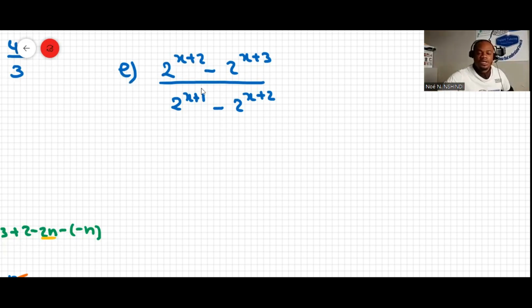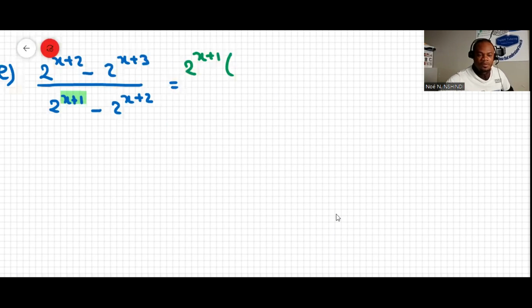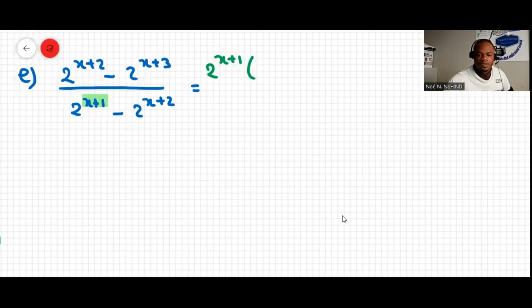I'll look here at the numerator and see which one has the smallest exponent. First, we identify that the smallest exponent is over here, 2 to the x plus 1. I prefer to take it as a common factor. I'll write here 2 to the x plus 1 for the common factor. Over here in the denominator, I'll also take 2 to the x plus 1 for the common factor.